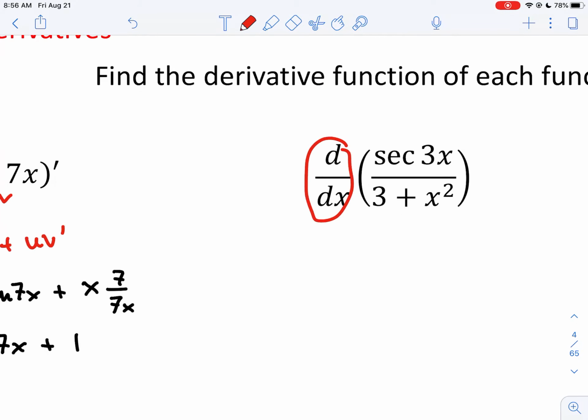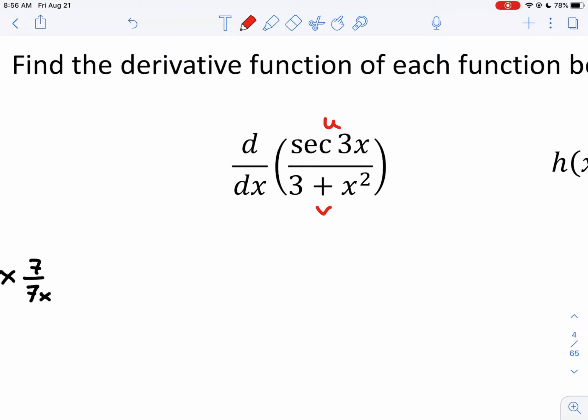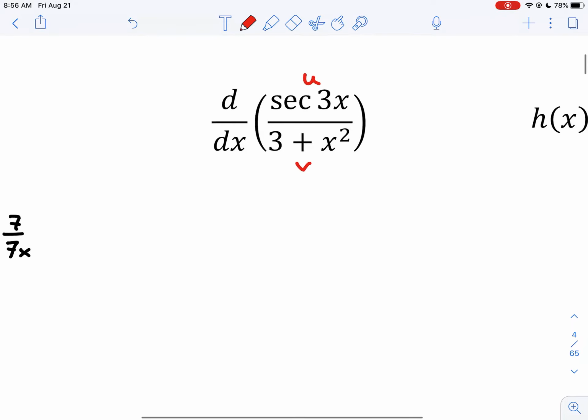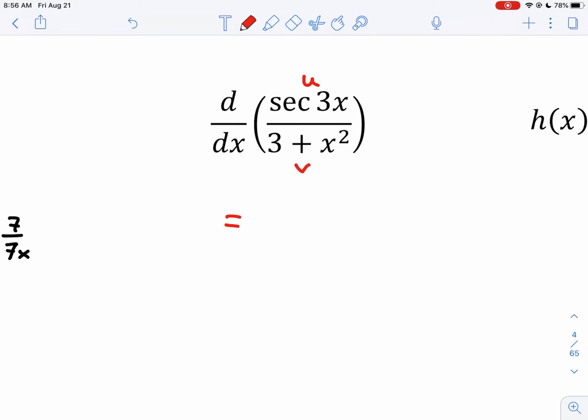But if you put a dx in front of a function, this is called a differential operator. It means find the derivative of whatever's inside the parentheses next to it. This is a u over v situation. This is a quotient rule. So if I apply the quotient rule correctly, it's going to be u prime v minus uv prime all over v squared. Okay, so we have to differentiate the top, differentiate secant of 3x.